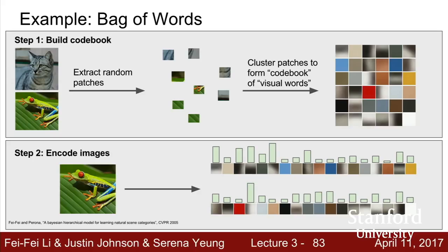Once we've got this set of visual words, also called a codebook, we can encode our image by saying, for each of these visual words, how much does this visual word occur in the image? This gives us, again, slightly different information about the visual appearance of the image. This is a type of feature representation that Feifei worked on when she was a grad student, so it's something you saw in practice not too long ago.